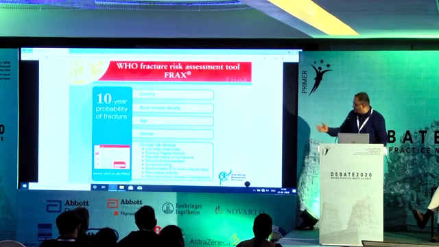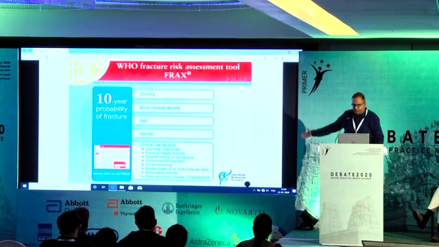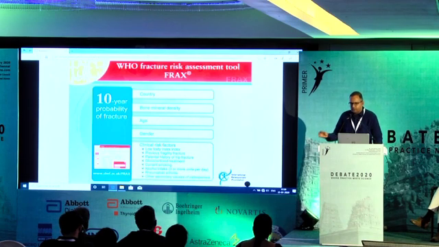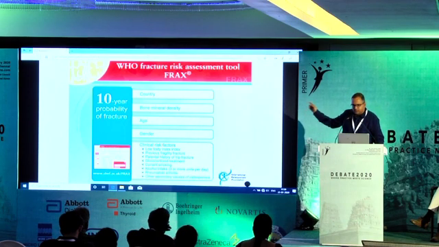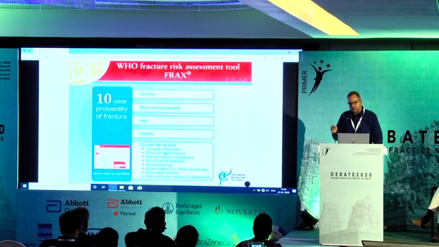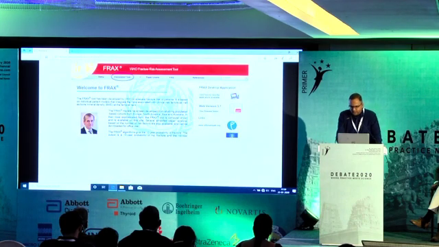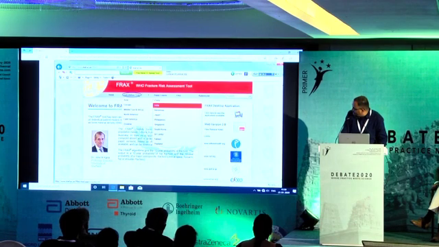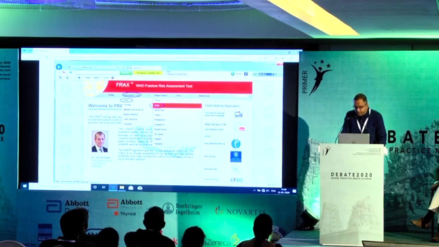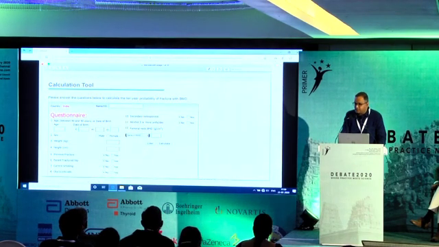In this background only, Dr. Kanis and his group from Sheffield University brought up this beautiful concept of FRAX, which is Fracture Risk Assessment Score, which is freely available in the net. These 7 or 8 standard conventional risk factors for osteoporosis have to be fed in there. One good point in this is, if you go into this website and click on the calculation tool, you will get India data. And this data is there for the last 7 to 8 years. A lot of statistical information.